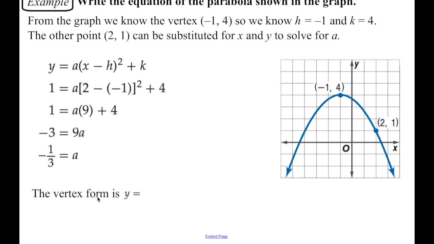So we have the vertex is negative 1, 4. To write this in vertex form now, we know what a is, so we're going to have y equals negative 1/3 times x plus 1 quantity squared plus 4. So in this form, we're just substituting in for h and k, leaving our x and our y in there, and now that we know that a is negative 1/3, we can plug that in as well.